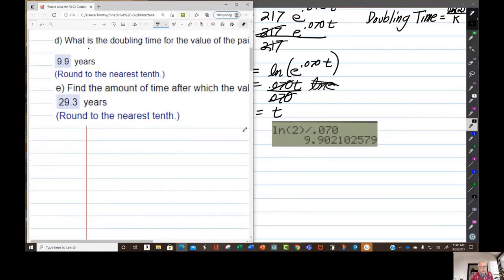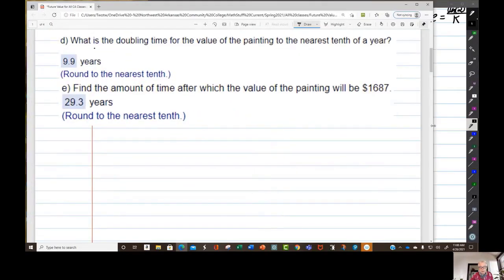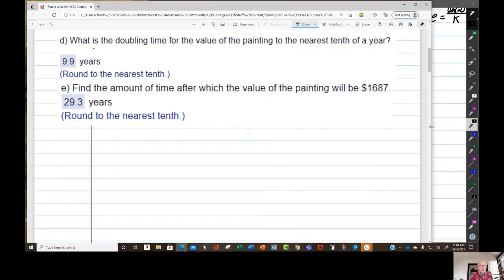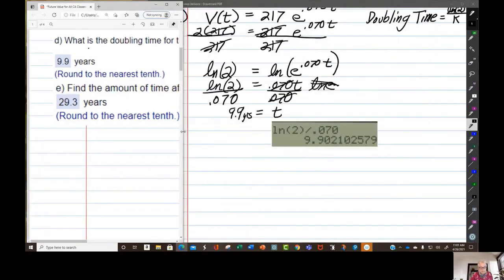Let's see. Now, find the amount of time after which the value of the painting will be $1,687. Okay, this is part E.